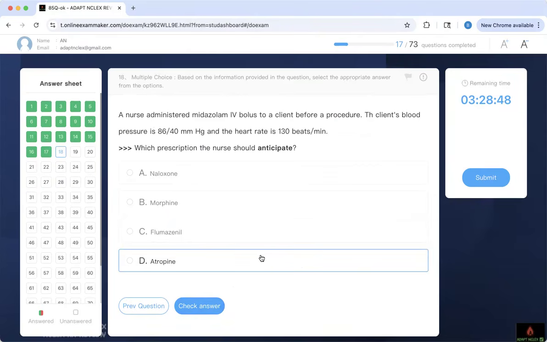And let's administer midazolam IV bolus to a client before a procedure. The client's blood pressure is now 86/40 and heart rate is 130 beats per minute. Which prescription should the nurse administer? Naloxone, morphine, flumazenil, atropine.